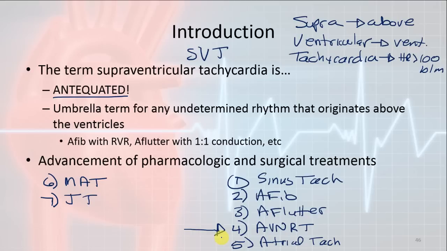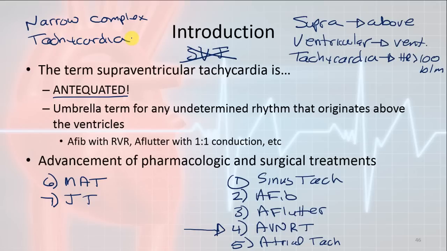The next question I usually get from a lot of people is, if I'm not allowed to call this SVT anymore, what exactly do we call it? Well, American Heart calls it a narrow complex tachycardia, because that's truly what it is. It's a supraventricular narrow complex tachycardia. So they just call it narrow complex tach.